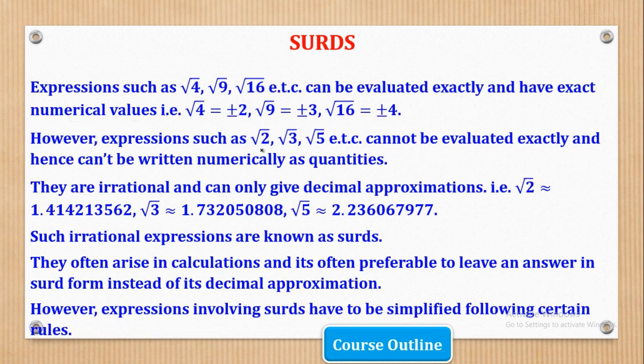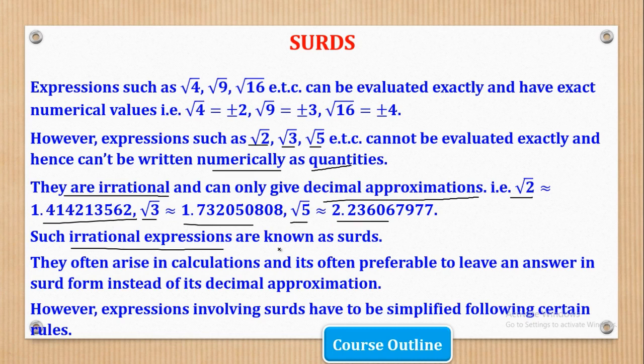However, there are some expressions such as square root of 2, 3, 5 and so on which cannot be evaluated exactly and hence can't be written numerically as quantities. These are irrational and can only give decimal approximations. For example, if you press square root of 2 on your calculator, you'll come up with this value. If you press square root of 3, you'll come up with this value. If you press square root of 5, you'll come up with this value. So these irrational expressions are what we call surds.